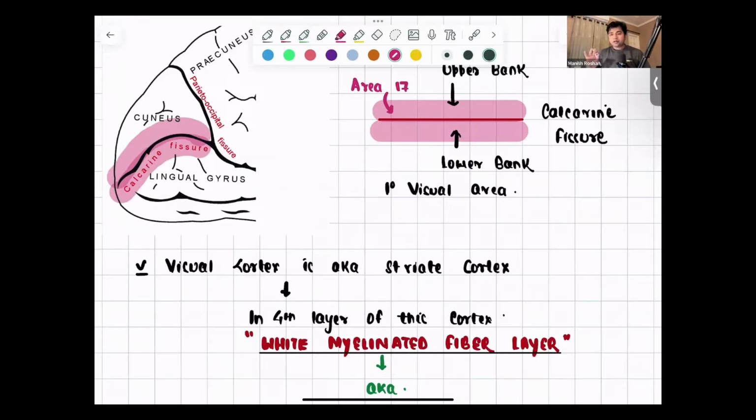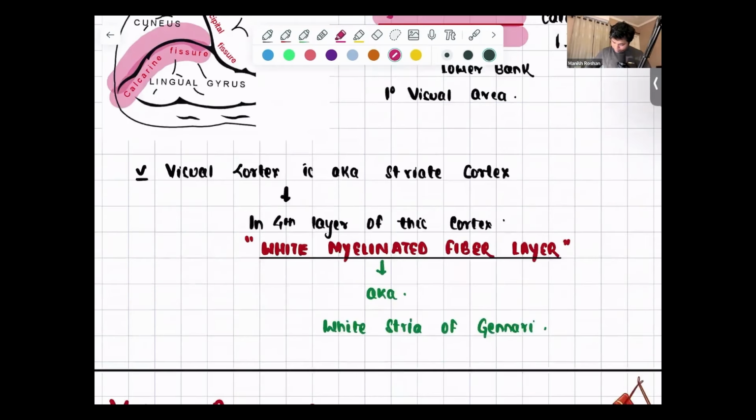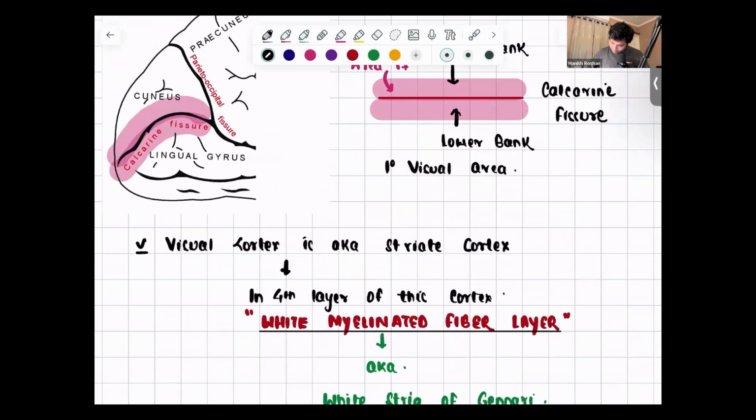Now, the striate cortex derives its vascular supply from the posterior cerebral artery, in which the calcarine artery, which is located in the calcarine sulcus, is the main contributor. So remember that this primary visual area is supplied by the calcarine artery, which is a part of the posterior cerebral artery.